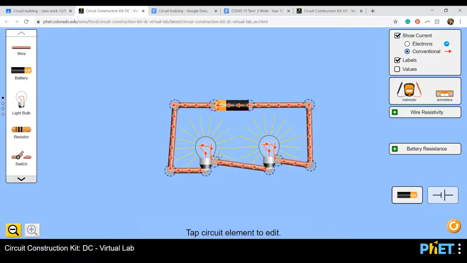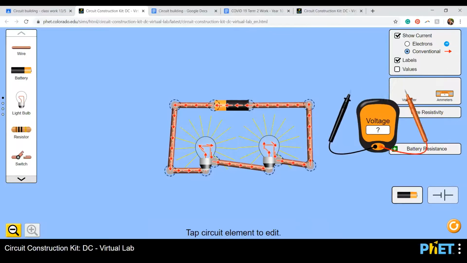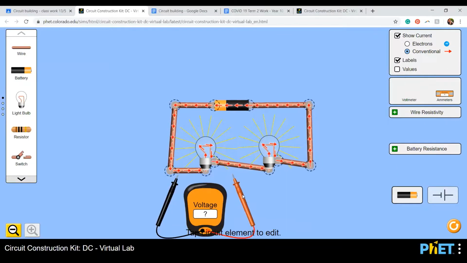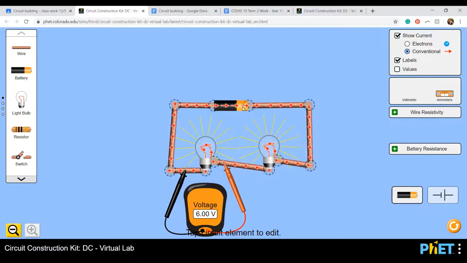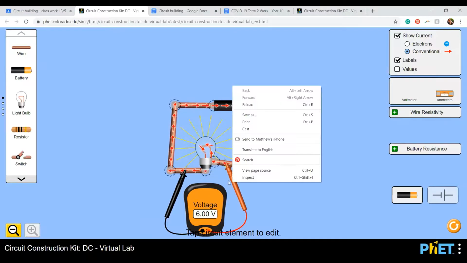Now, both of these light globes have the same voltage drop because they're the same resistance. How can I measure the voltage drop? Well, good thing I've got a voltmeter here. If I put my voltmeter on, because I'm measuring in the wrong direction, it says -6 volts. I'm going to flip this around. So now I know the positive side is this.